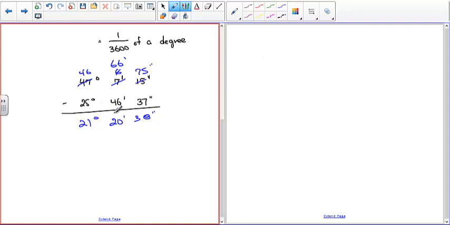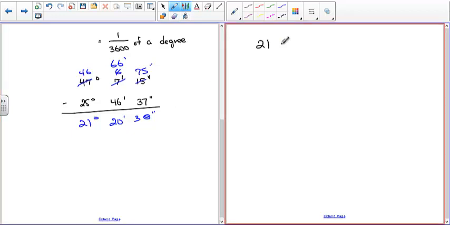Now we're going to need to convert this to degrees in a decimal format. So we're going to have 21 plus 20 minutes. That's 20 out of a total of 60 minutes per degree, so we multiply 20 over 60. That'll give us a decimal quantity. And then the next thing we do is we add the number of seconds, and that's divided by 3600.